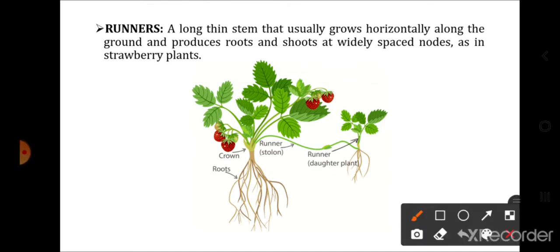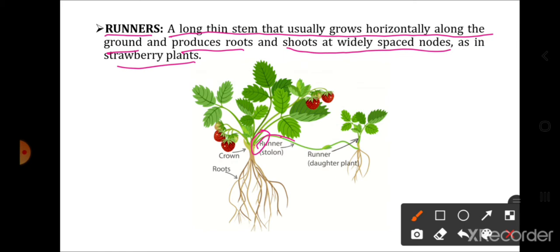So first of all, let us see what runners are. A runner is a long thin stem that usually grows horizontally along the ground and produces roots and shoots at widely spaced nodes, as in strawberry plants. See students, this is a strawberry plant. This is one of its stems, which is growing horizontally.